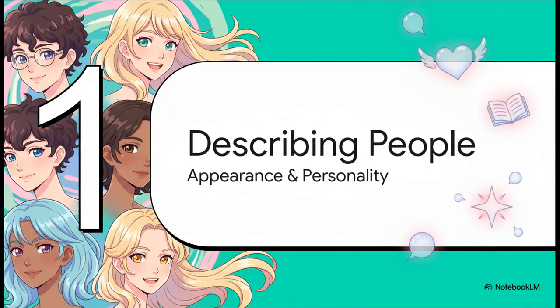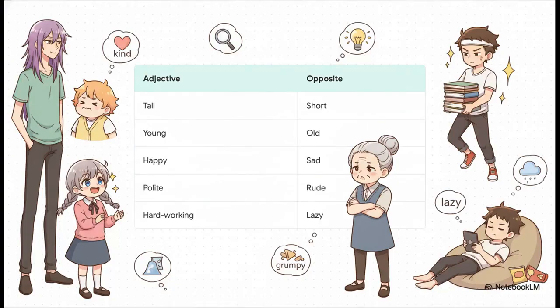Okay, let's dive in. We'll start with probably the most common way we use adjectives to describe people. And this works for everything from how someone looks on the outside to what they're like on the inside. So here's some of the most common ones you'll run into. And you'll notice something pretty cool here. They come in pairs of opposites. You've got tall and short, young and old, happy and sad. Learning them this way as opposites makes it so much easier to remember.